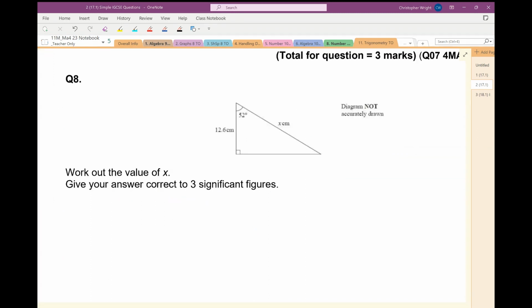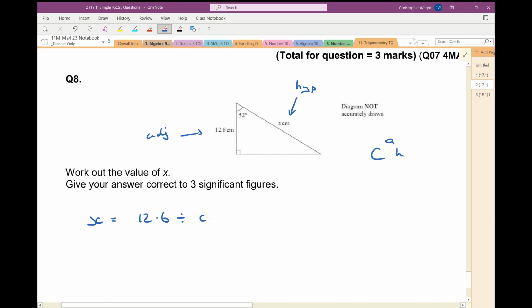Question 8. Okay, here's my right angle triangle. Now let's have a look at these. That's x, the hypotenuse, isn't it? Which is what I'm being asked to find. And there's the adjacent there. So I'm going to be using cos, and I'm asked to find the hypotenuse. So the hypotenuse x is going to be the adjacent 12.6 divided by cos 52.